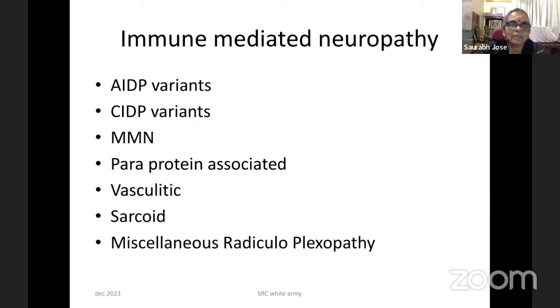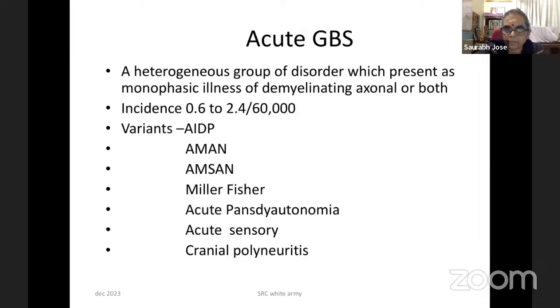So you have AIDP and the variants, that is acute inflammatory demyelinating polyneuropathy and the variants. CIDP is chronic inflammatory demyelinating polyneuropathy and variants. Motor neuropathy with multifocal conduction block. The neuropathy associated with paraproteinemia, vasculitic neuropathies, sarcoidosis, and miscellaneous radiculoplexopathies. So what is this GB syndrome? All of us know, very, very common. Nobody would not have seen a case.